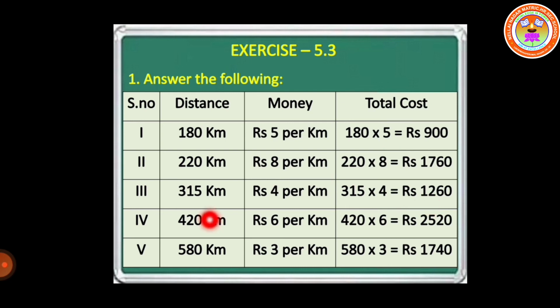See the fourth one. They gave the distance is 420 kilometer and the money is rupees 6 per kilometer. So we have to find the total cost by multiplying both. 420 into 6 we will get 2520 rupees. See the fifth subdivision. 580 kilometer is the distance and money rupees 3 per kilometer. So the total cost equal to 580 multiplied by 3. We will get the amount is rupees 1740.